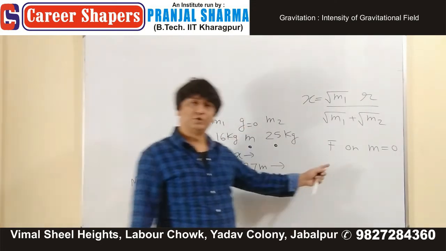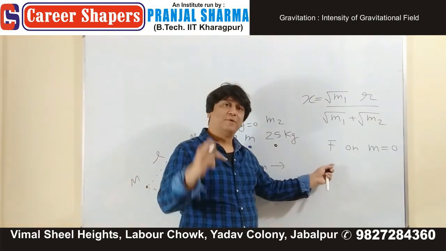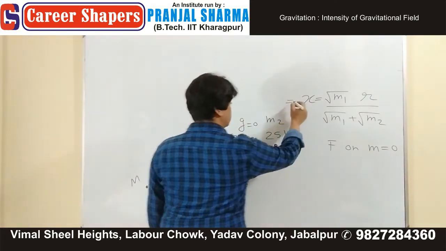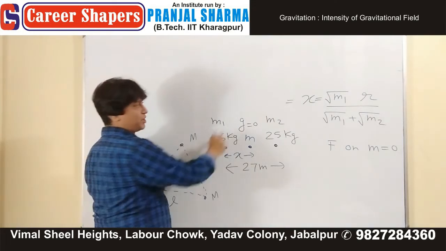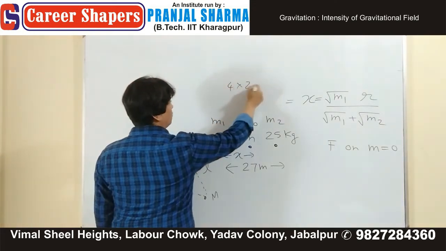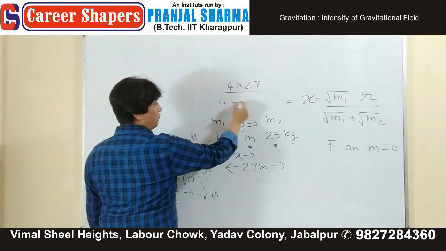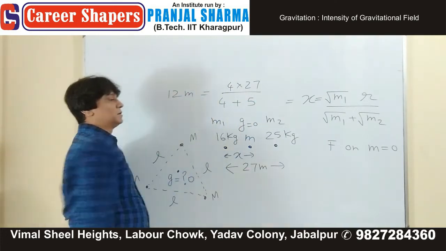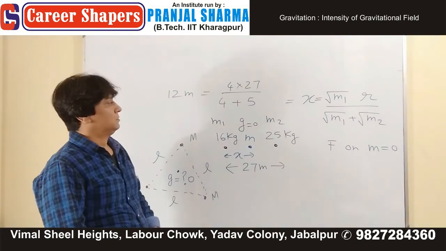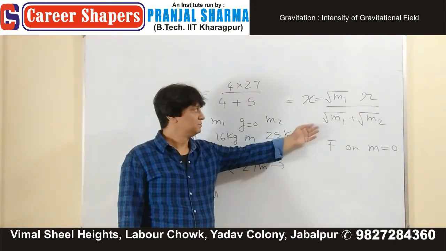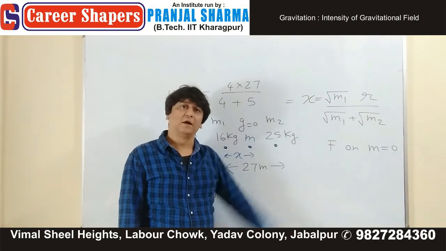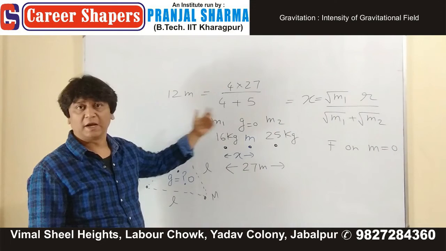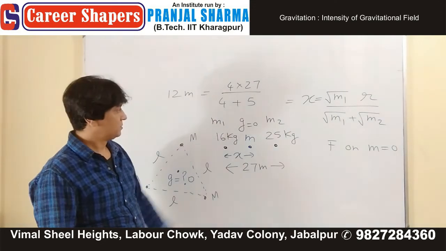तो भाई जहां फोर्स 0 होगा वहीं पर फोर्स ऑन यूनिट मास भी क्या होगा? 0. And therefore x is root m1 16 4, 27 4 plus 5, which is coming 12 meters. सेम फॉर्मूला जो फोर्स के लिए था वही किसके लिए है? ग्रेविटेशनल इंटेंसिटी के लिए भी. Note down this.